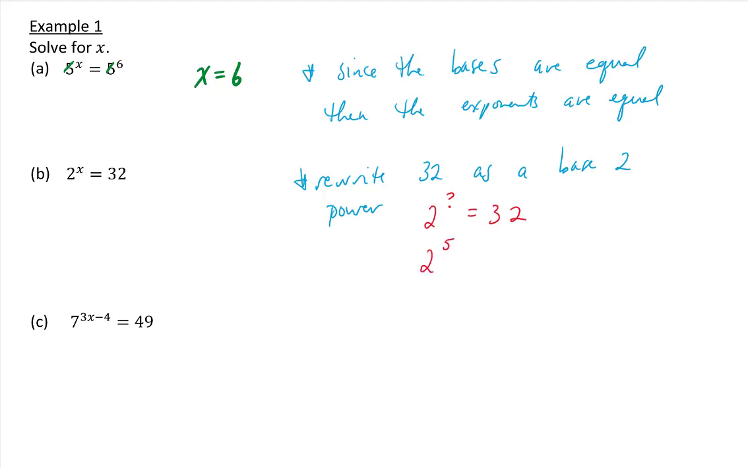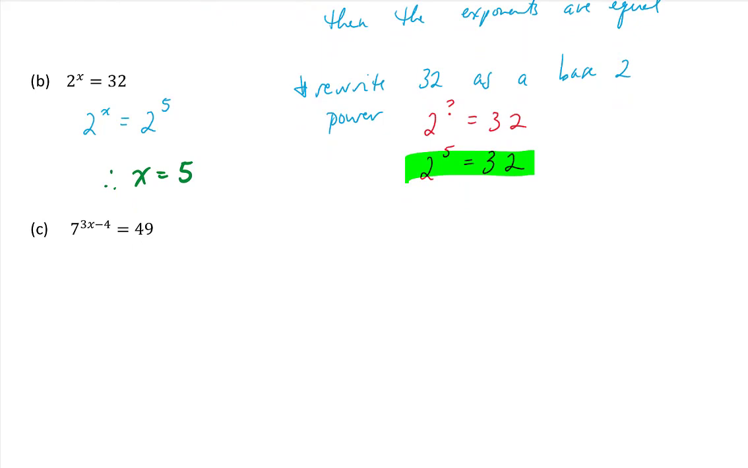So if you try 2 to the exponent 5, that's equal to 32. 2 times 2 is 4, times another 2 is 8, times another 2 is 16, and then the next one is 32. So I'm going to rewrite this expression. I get 2 to the x equals 2 to the exponent 5, because again, 2 to the exponent 5 equals 32. Now since the bases are equal, then the exponents must be equal. So therefore, x is equal to 5.